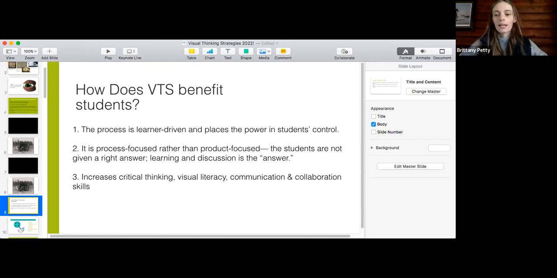And it's going to increase critical thinking, visual literacy, communication, collaboration. I've read where this really helps people in the medical field as well as the arts in general, because you want your doctor to observe very closely, right? And it helps business people. So it's not just art, it's not just history, it really builds a lot of soft skills.